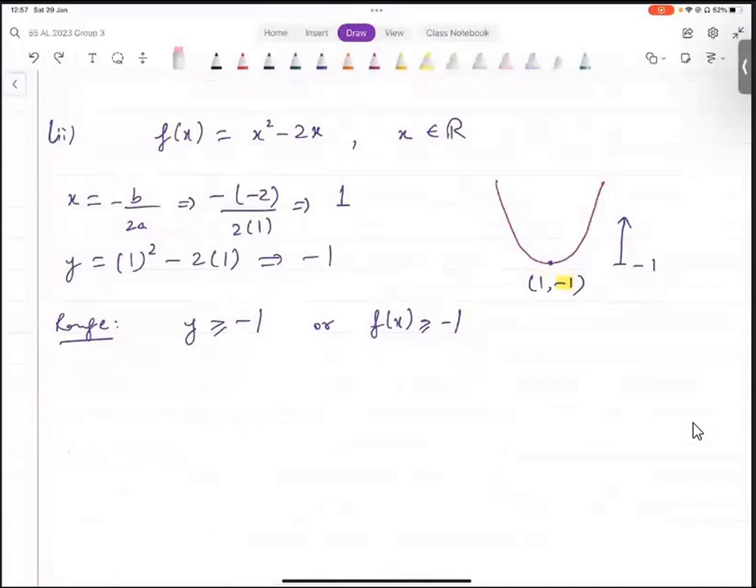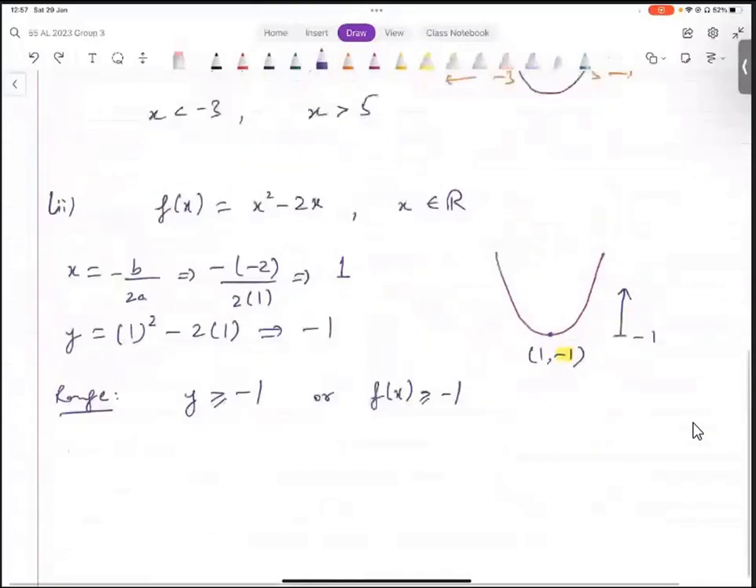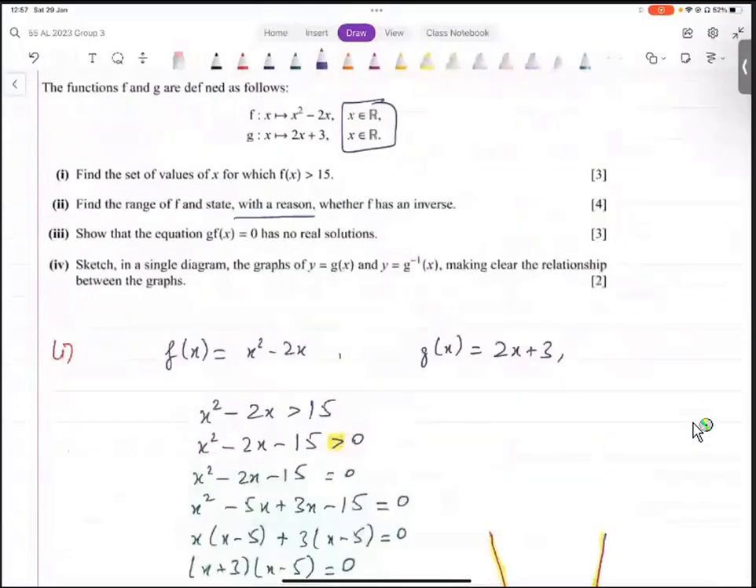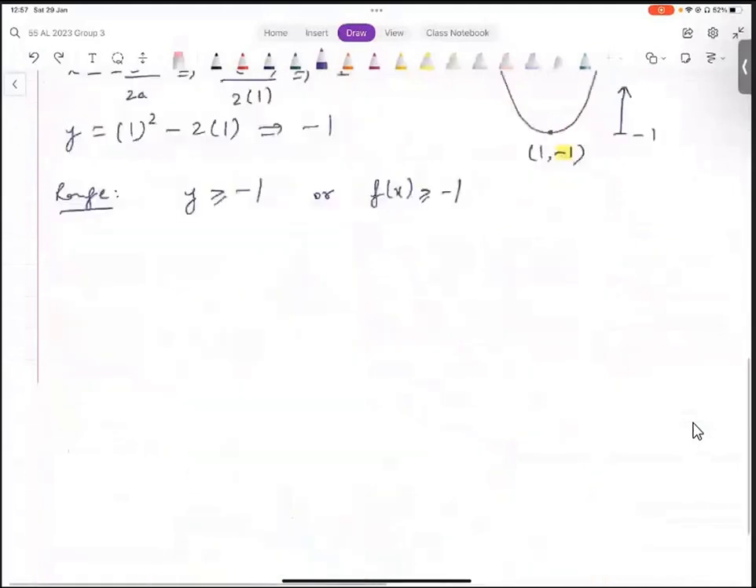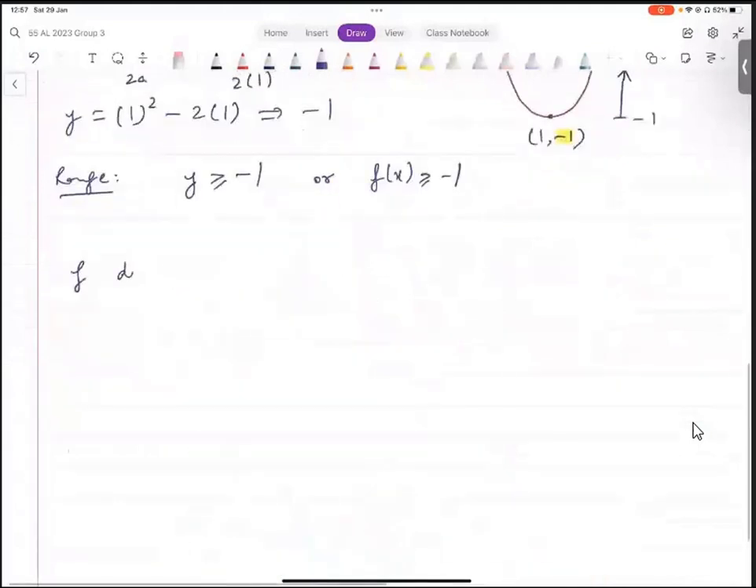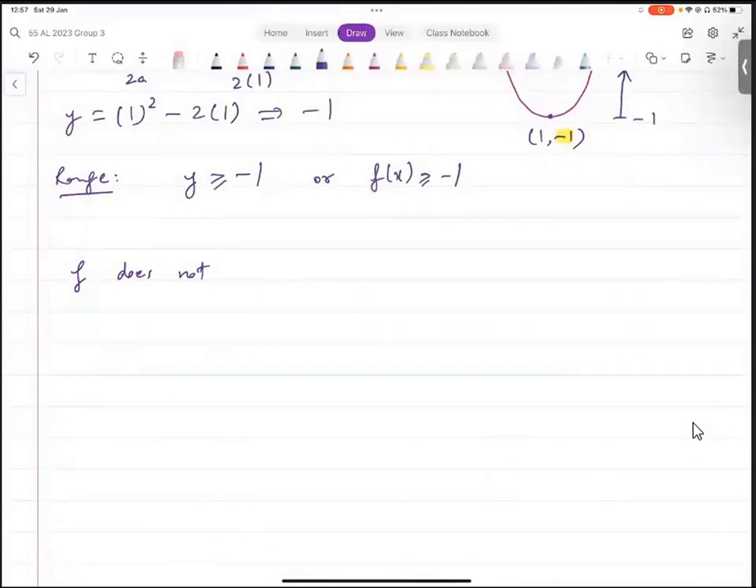Do we also have to state the reason as well? Yes, you have to state the reason because it says state with a reason. So you say it's not a one-to-one function because it does not pass the horizontal line test. So the reason in this case would be that it's not a one-to-one function. That's actually enough. That's sufficient. But if you want to explain further, that's even better. The reason for that is that it does not pass the horizontal line test. But what I'm going to write here is going to be sufficient.